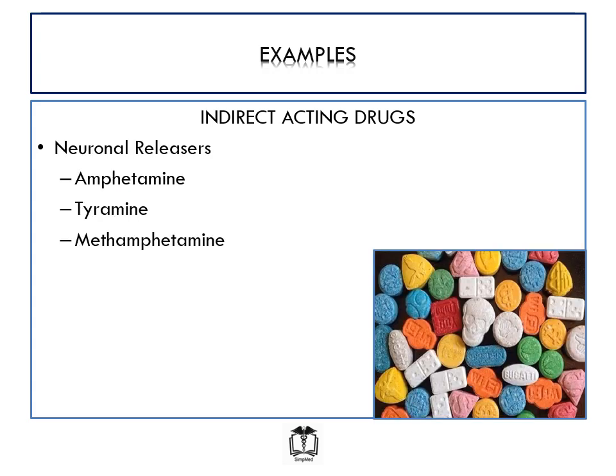The neuronal releasers are the last example of the indirect acting drugs. Under this class, we have drugs like amphetamine. Amphetamine is represented in the image below. It's an illicit drug for psychoactive use. We have tyramine alongside methamphetamine.